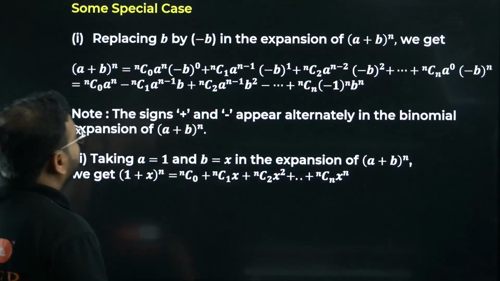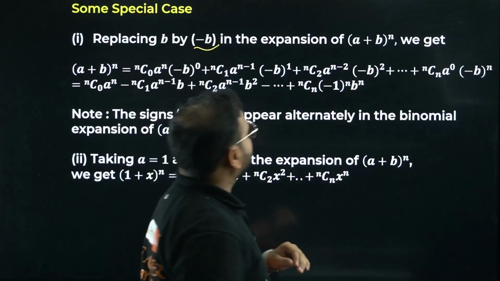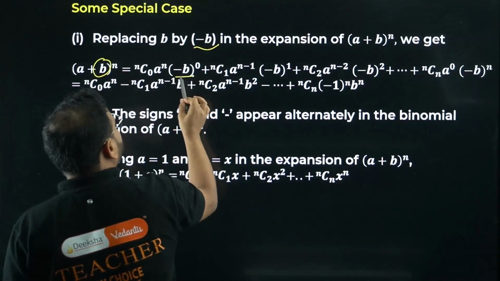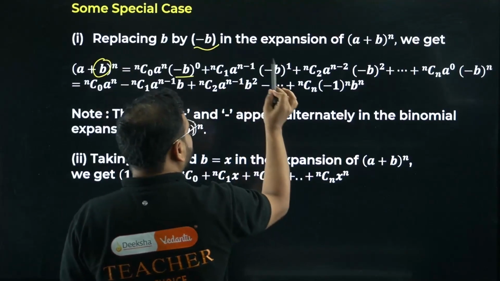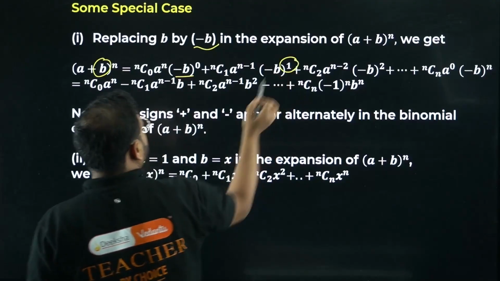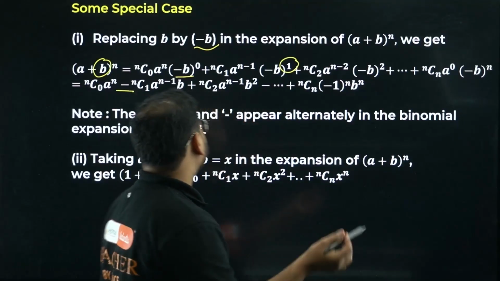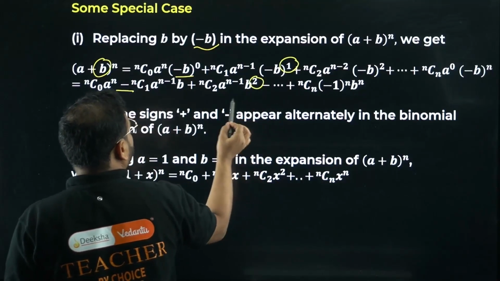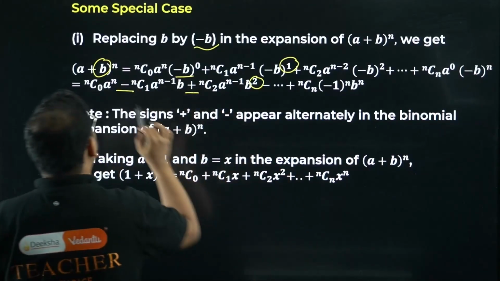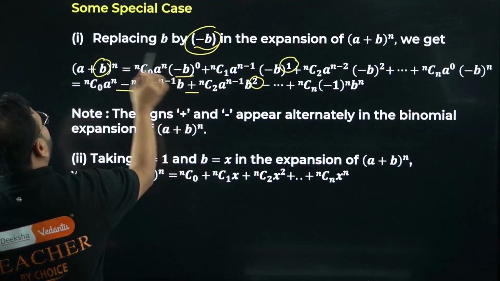Whenever I replace this b by minus b, please check what we get. Everywhere there is b, you replace it by minus b. So an odd power will make it negative. B^1 becomes negative, and an even power will be positive. Here the power of b is even, so it's positive. Why only b's and not a's? Because b is negative now. Whenever I'm taking b as minus b, I'm taking it as minus b over here.